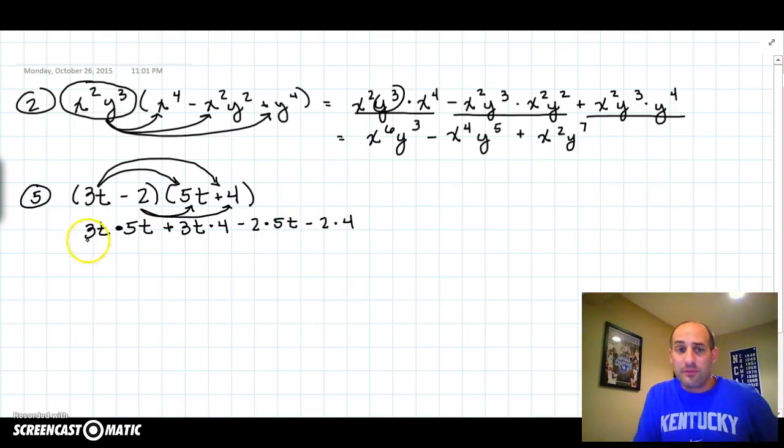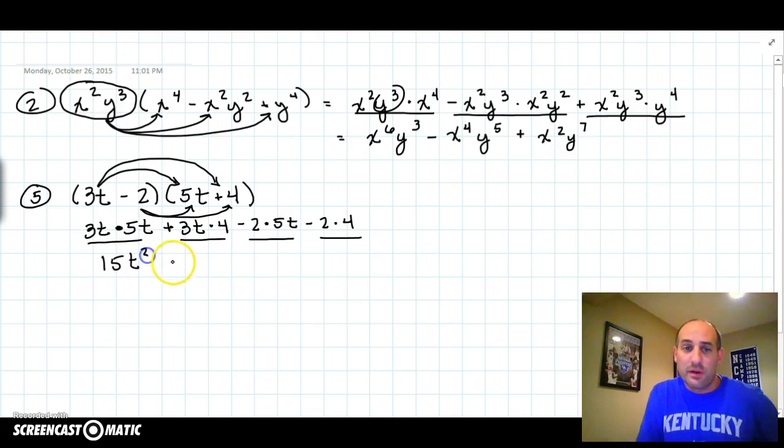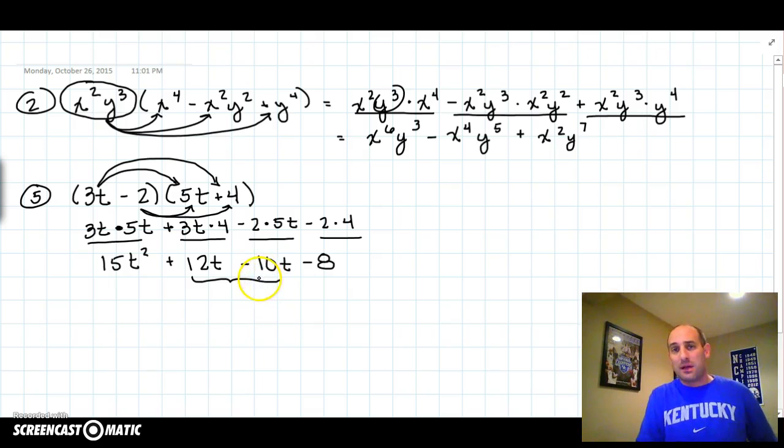Now I can go ahead and simplify each of these terms. Here's the 4 terms. I'd like to separate those a little bit because it makes things a little bit easier. So simplify them. 15t and t is t squared, plus 12t minus 10t minus 8. When you look at that now, these two terms are like terms because they both have a t in them.